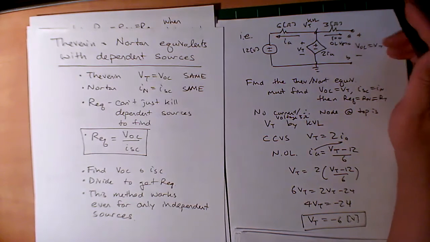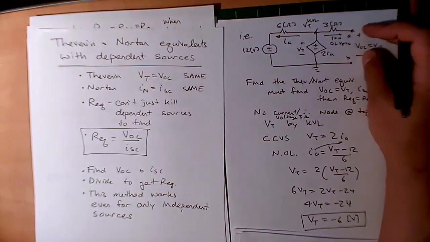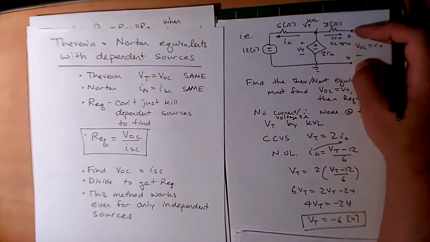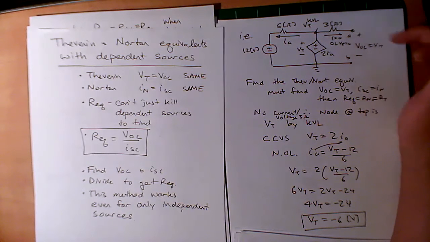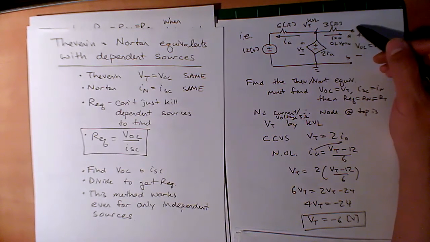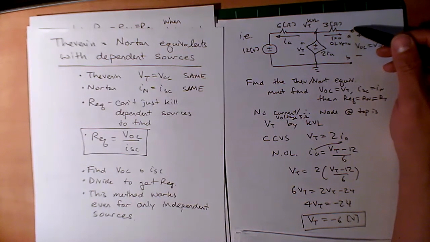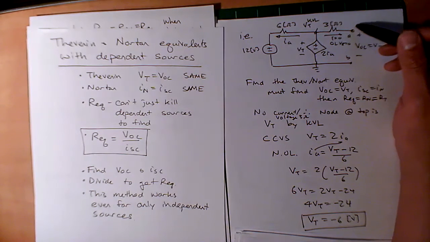So what this is saying is my open circuit voltage, which will be my Thevenin, is negative 6 right here, across from here to here. So there's actually a higher pressure down here than there is over there, interestingly enough.